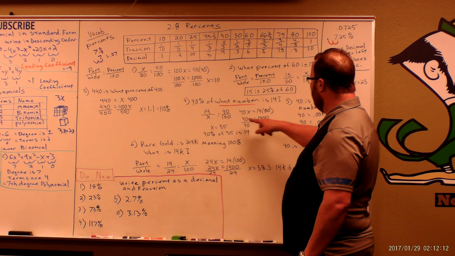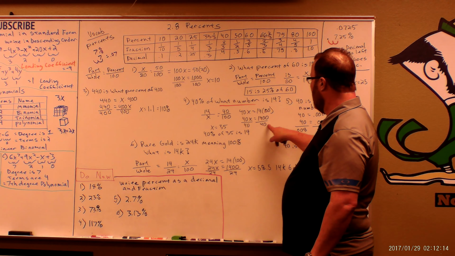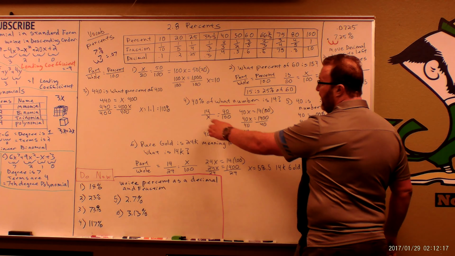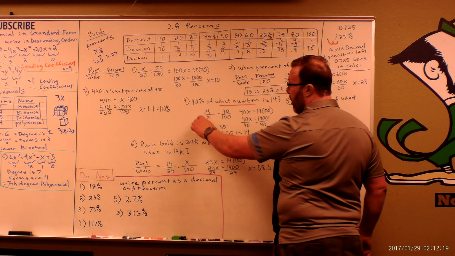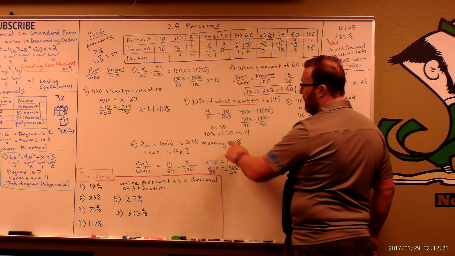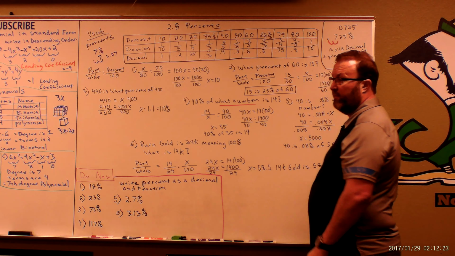Now we just figured it out. 1400 divided by 40 is 35. So x we solve what 35 is. We know what the part is. We know what the whole is. Okay, 40% of 35 is 14.